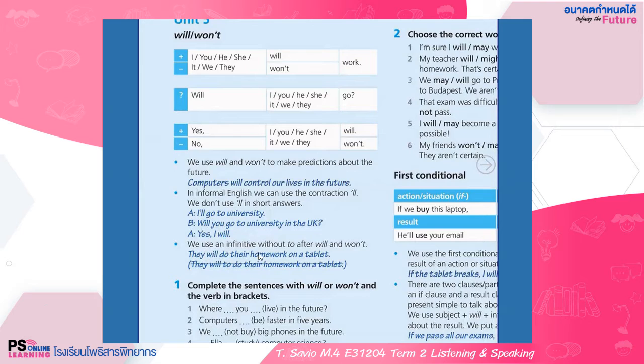We use an infinitive without to after will and won't. So we don't need to use the word to. Example: they will do their homework on a tablet. We don't say they will to do their homework. So to is not to be used. If you use to, then the sentence becomes wrong. The construction of the sentence is not correct. Okay, let's move on to the next.